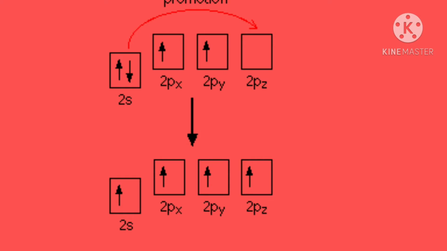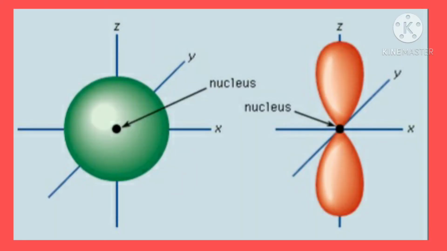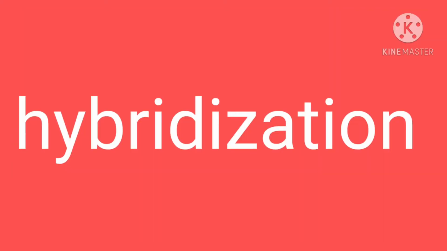We have got 4 unpaired electrons ready for bonding, but these electrons are in 2 different kinds of orbitals and their energies are different. We are not going to get 4 identical bonds unless these unpaired electrons are in 4 identical orbitals. How to explain the 4 orbitals of carbon containing unpaired electrons as energetically equal? We can explain it by the phenomenon called hybridization.